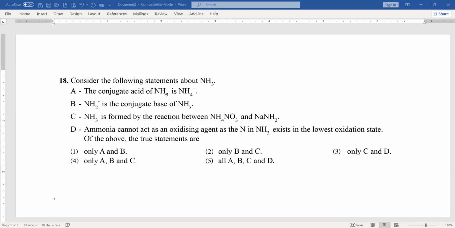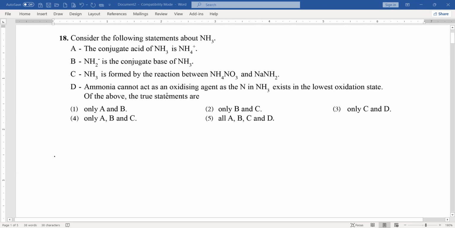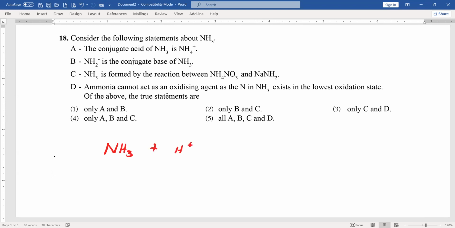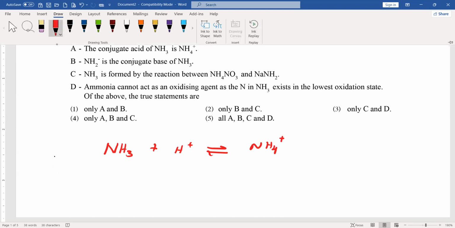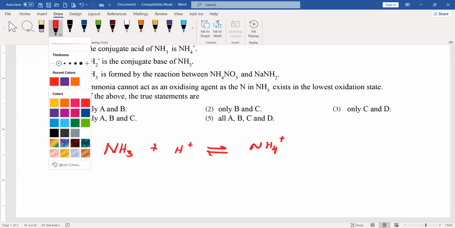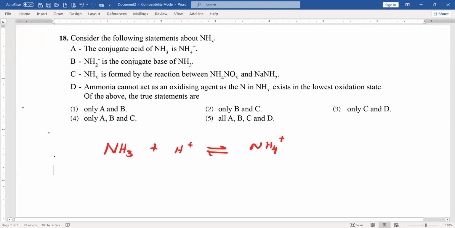The conjugate acid of ammonia is NH4 plus. Yes, that's correct. Why? Ammonia plus H plus will give us the ammonium ion. Normally, conjugate acid-base pairs are important only for weak acids and weak bases. Here we have ammonia. To be conjugate, the difference must be only one hydrogen.